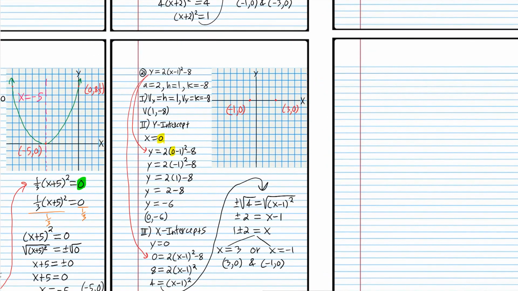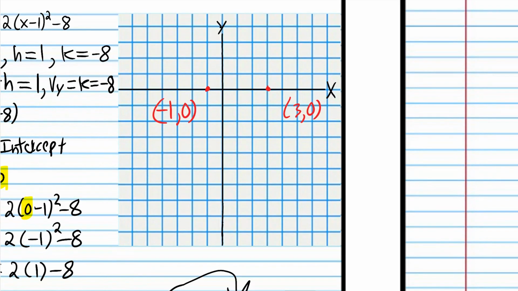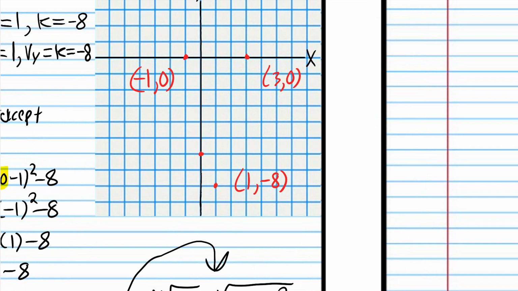And the vertex is (1, negative 8). So 1, 2, 3, 4, 5, 6, 7, 8. It's down there. And the y-intercept is (0, negative 6), so it's about here. And now we can just connect the dots.